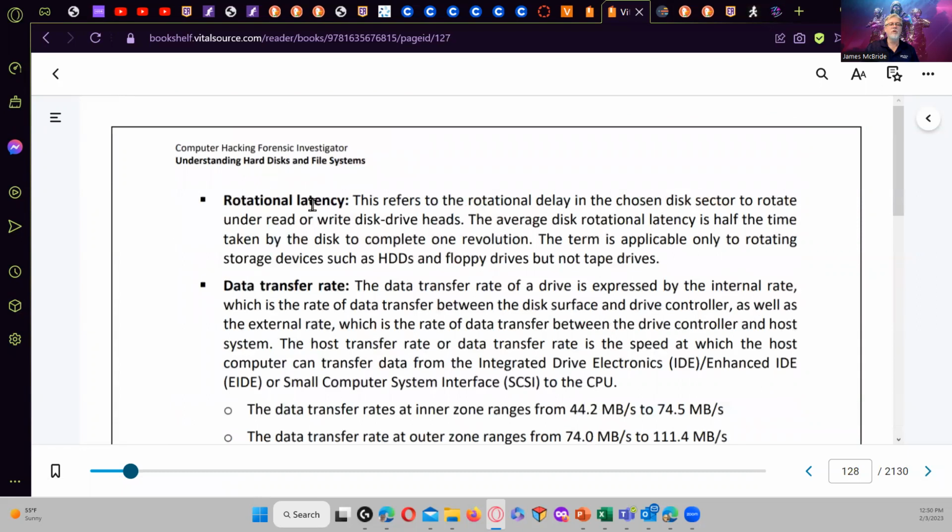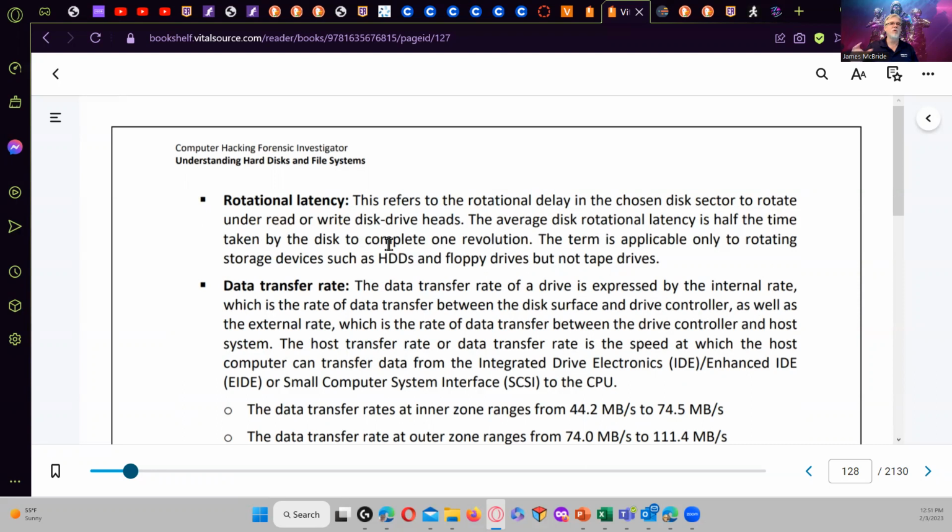And then, of course, the rotational latency. Latency means what is the gap between I asked for it and the data is actually saying I asked for it, and the arm moves and the disks spin. And that's the latency. The average disk rotation latency is half the time taken by the disk to complete one revolution, right? So why would you do that? Why is that a thing? That's the best way to put it. Why are we talking about this?